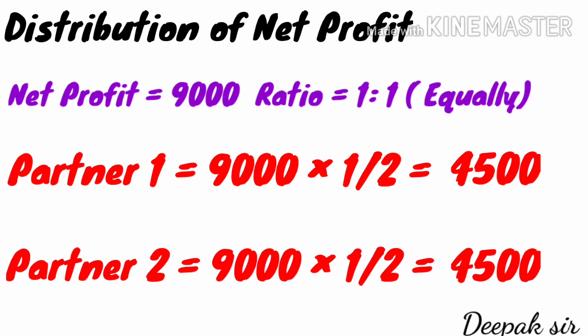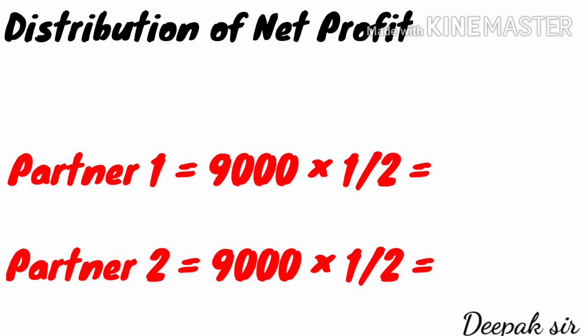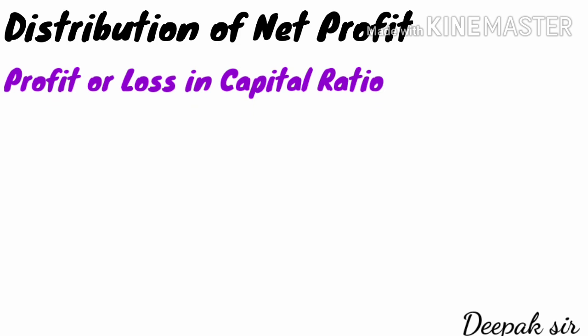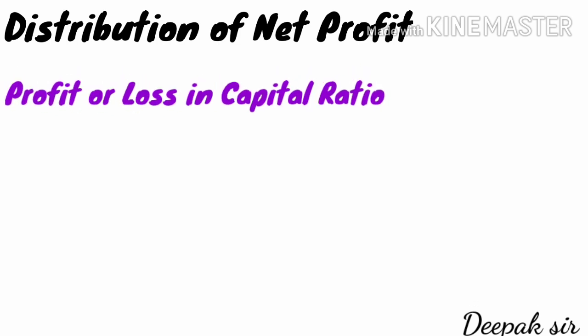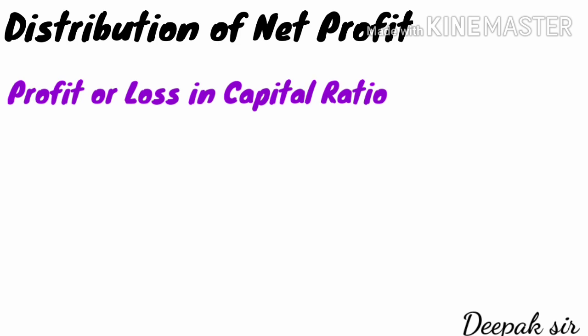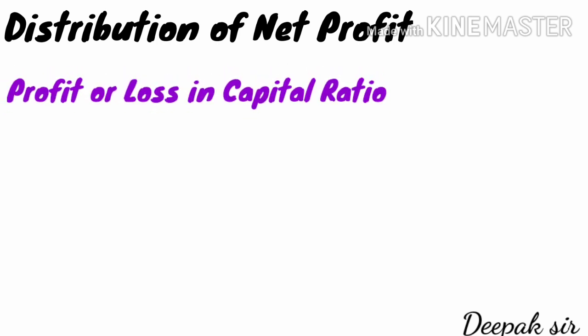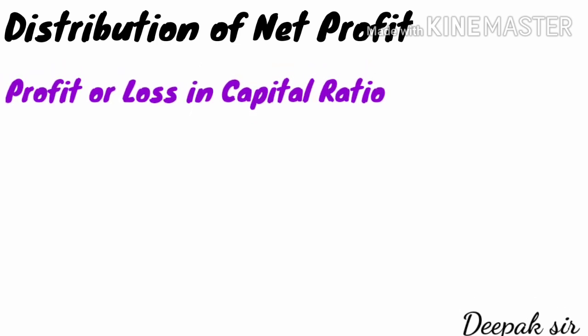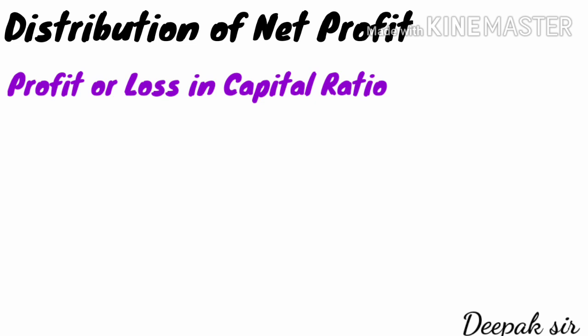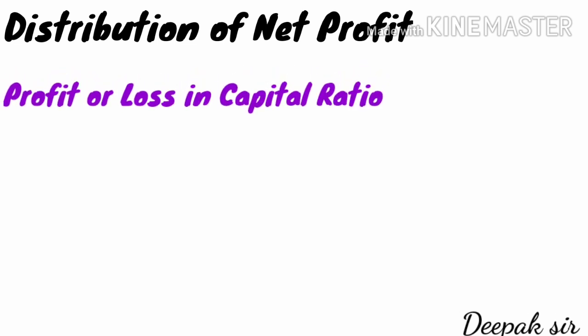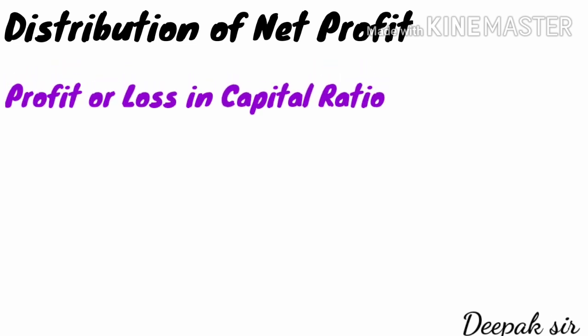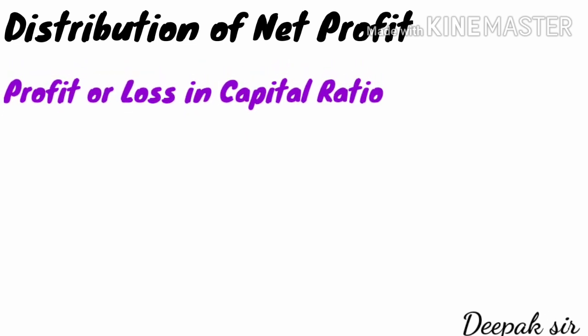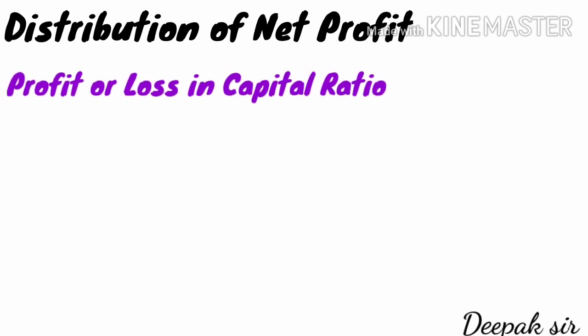Now there will be a few problems where the profit and loss will be shared in their capital ratio. Now what do you mean by this? If we have to distribute profit as per the capital ratio, and such information is given above or below the trial balance, then we have to take the capital amount as the base and distribute the profit to both the partners in the capital ratio.